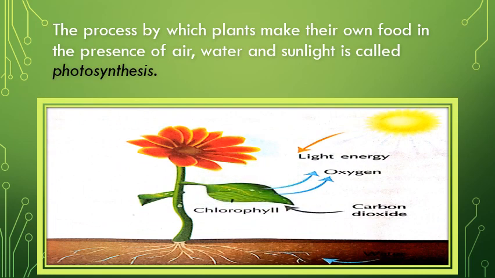Now, let us see how the leaves prepare food for the plant. The leaves prepare food with the help of carbon dioxide from the air, water from the soil, and sunlight. This process is called photosynthesis. The process by which plants make their own food in the presence of air, water, and sunlight is called photosynthesis. In this process, oxygen is released.